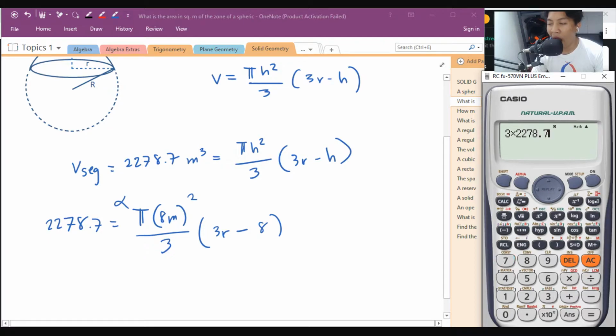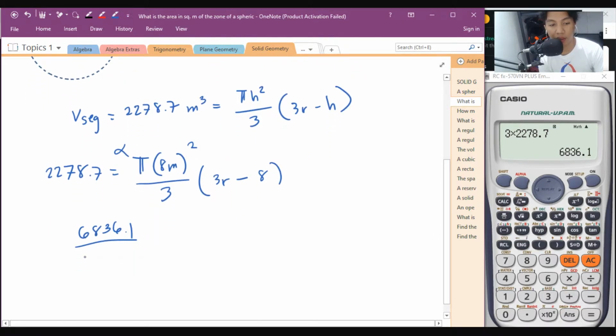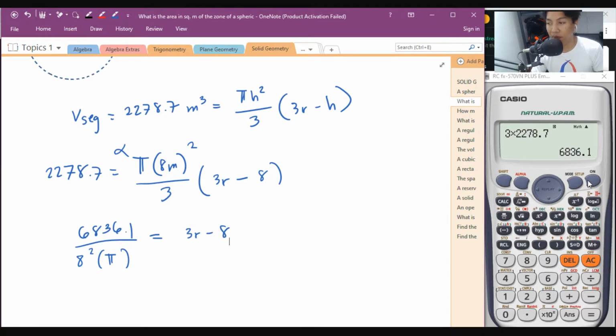Will be the answer. Multiply ko na. 6836.1. Divide ko na to, divide ko na yan, by 8 squared multiplied to pi, equal to 3r minus 8. Simplify na natin para ma-solve.